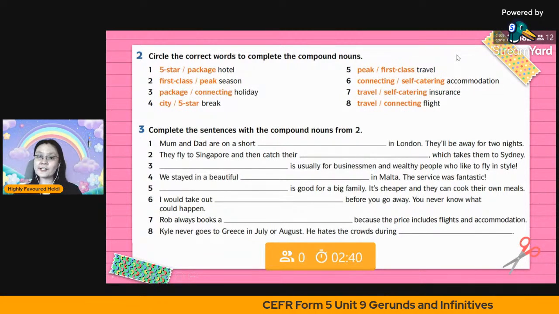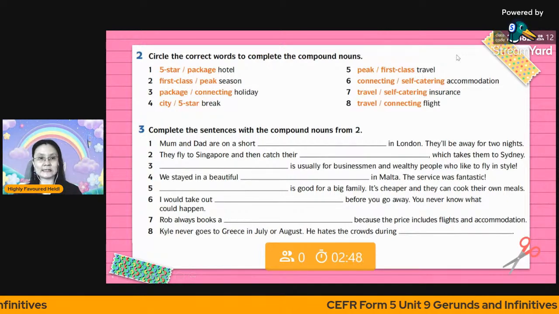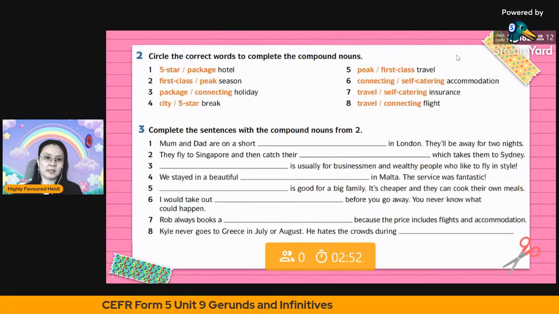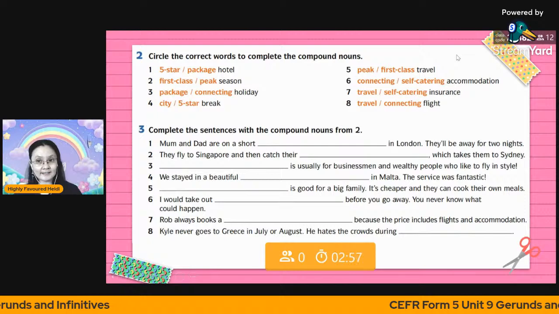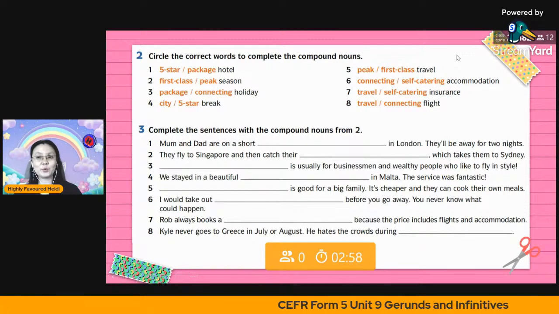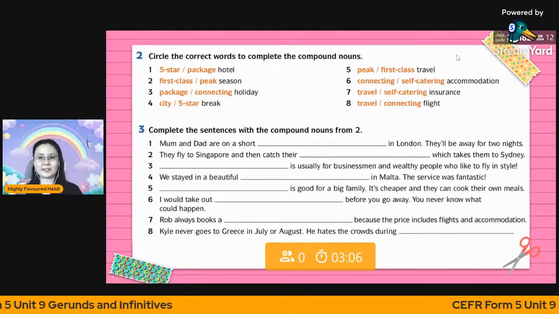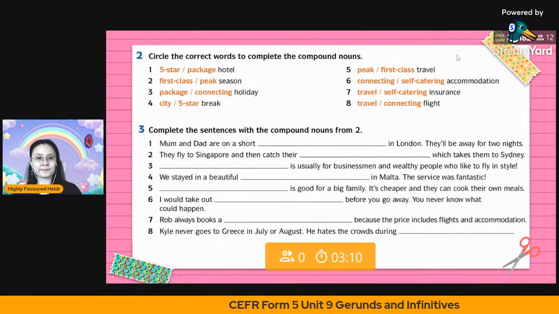Then insurance, flight. Then number one: mom and dad are on a short, yes, short one, in London. They'll be away for 2 nights. They fly to Singapore and then catch their, which takes them to Sydney. Catch what? Which takes them to Sydney. So that is the clue. Sydney is in Australia.